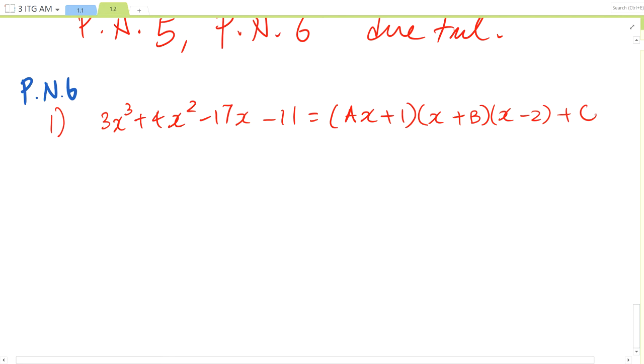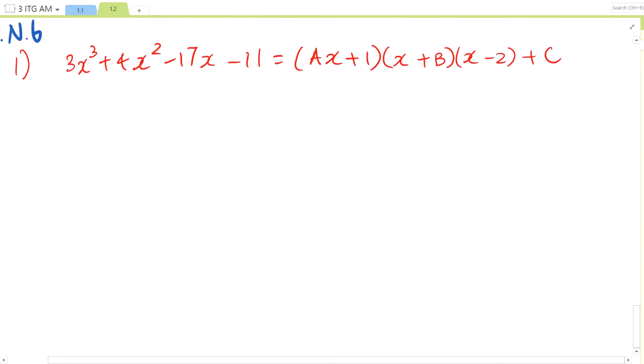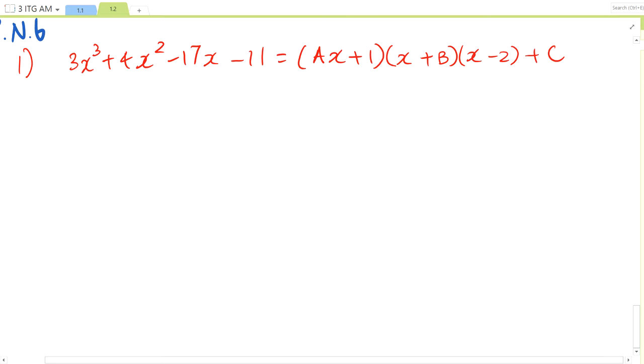Alright, class, can you read the question? For all values of x, doesn't matter what x is, any value of x you like, the left hand side will be equal to the right hand side. Do you want to teach?